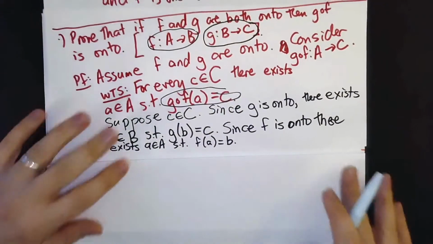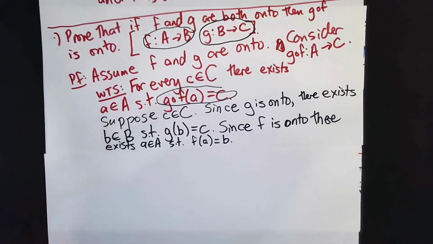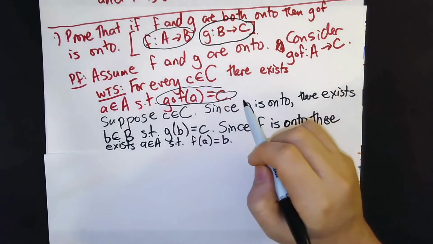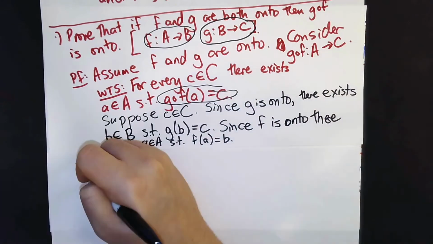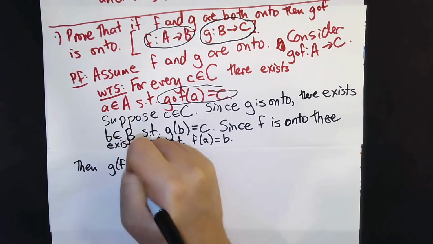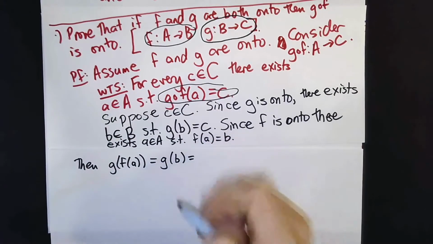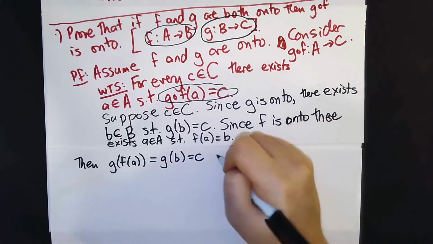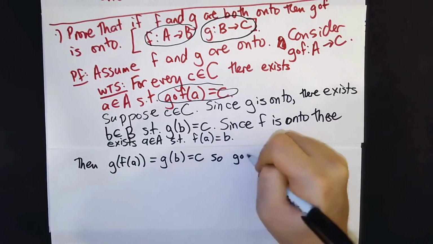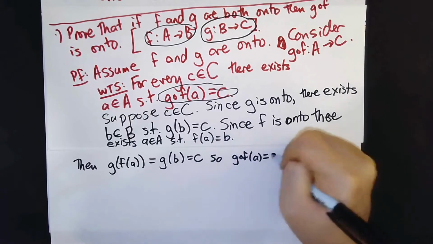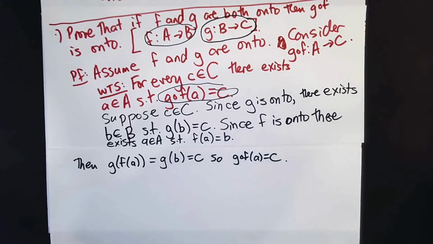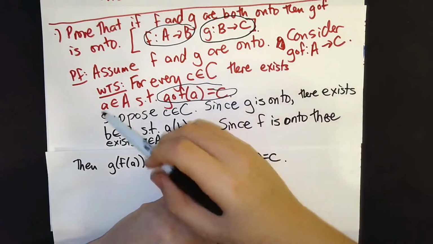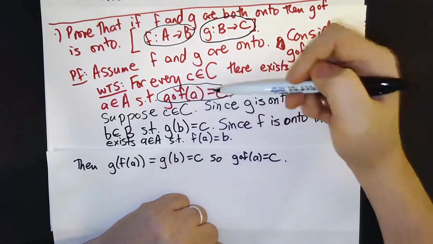So what I'm hoping turns out to be the case now is that if I take g of f of little a, it works out to be little c. Okay, well, what's f of a? f of a is b. And then g of b we chose so that it's c. So g of f of a is c. And then we're done. Because I've now shown that for an arbitrary little c in big C, there is a little a in big A, such that g of f of little a is c.